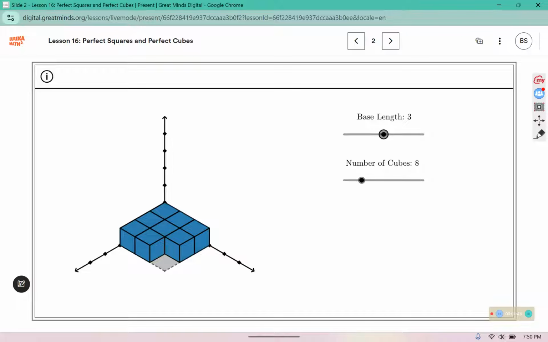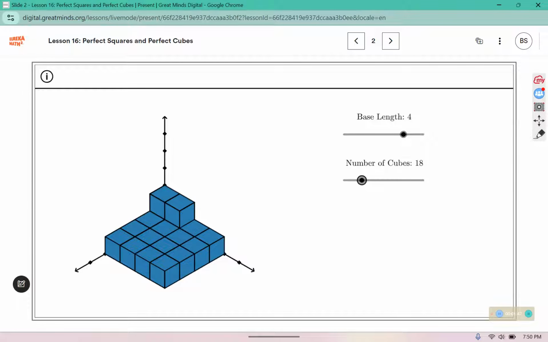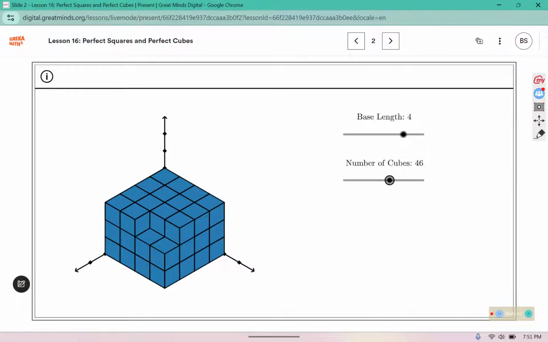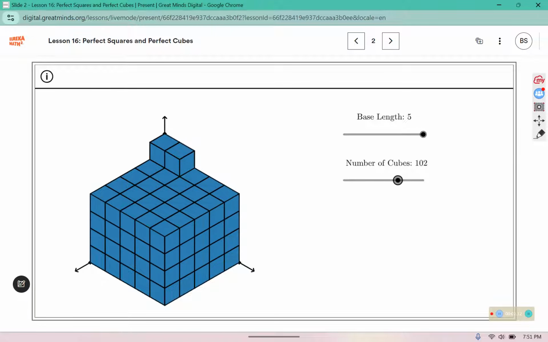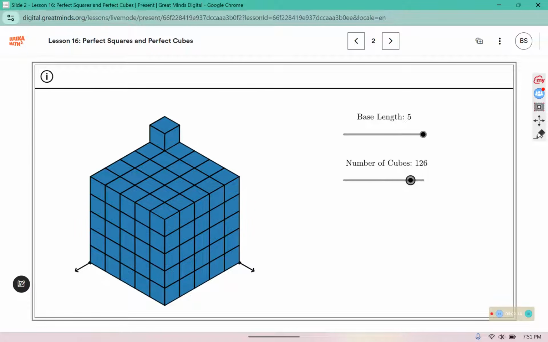We could change it to a 4 base, so the bottom would need 16 for 4 by 4, but then we need 4 rows tall, which would take us all the way to 64. There we go. So 4 by 4 by 4. We can do the same thing. 5 by 5 by 5 should be 125.